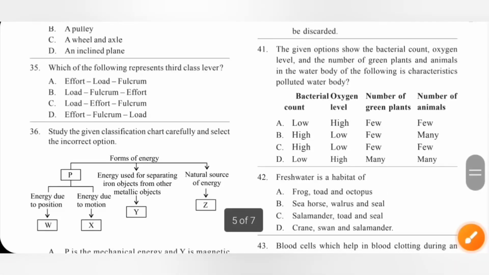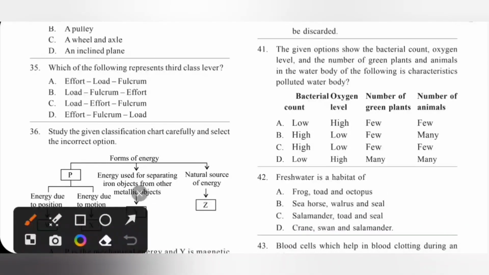41. The given option shows the bacterial count, oxygen level and the number of green plants and animals in the water body. Which of the following is characteristic of a polluted water body? So in the polluted water body, the bacterial count will be high, and the number of green plants and animals will be less. So option C is the correct answer. Bacterial count will be high, oxygen level will be low, and the number of green plants and animals will be few. So option C is the correct answer.